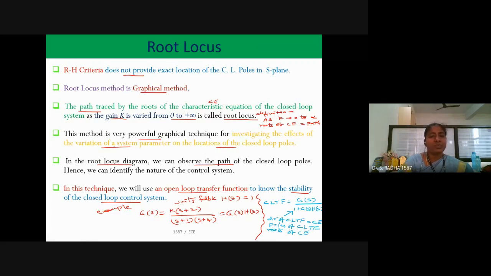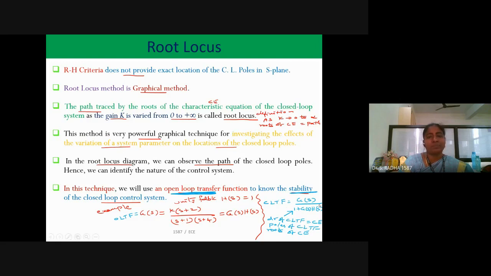So what we are trying to tell is, we are using the open loop transfer function, thereby deriving the closed loop poles, and then analyzing the stability of the closed loop control system. We have the open loop transfer function g of s. We convert it into closed loop. Then based on the roots of the characteristic equation, we will tell the stability of the closed loop system.